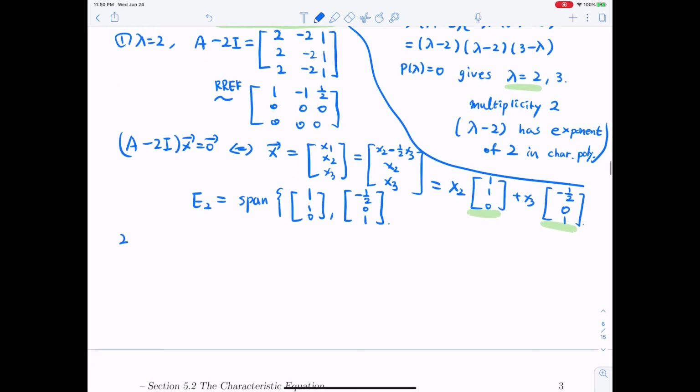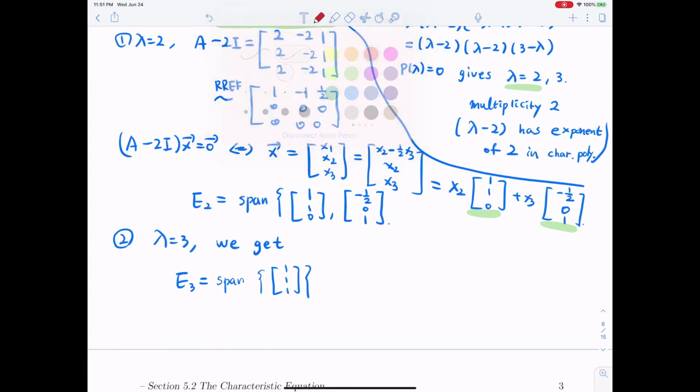And similarly, for lambda equals 3, if you apply the same procedure, you will get E3 equals the span of a single vector, 1, 1, 1. So please check this by yourself.